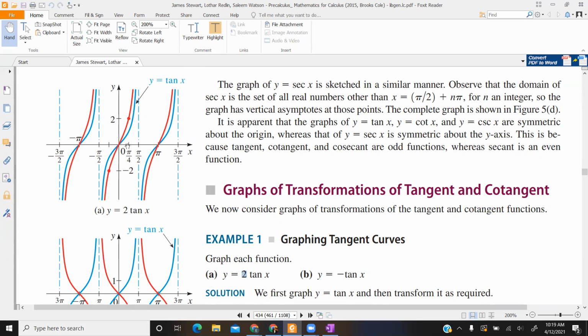So it's sort of a vertical stretch. Notice at pi over 4, the graph of tan x is about here, but because you multiply by 2 to get the function 2 times tan x, it's going to be higher up. So that's where that point is. So it's stretching it vertically. It's not a vertical shift. It's just a vertical stretch.